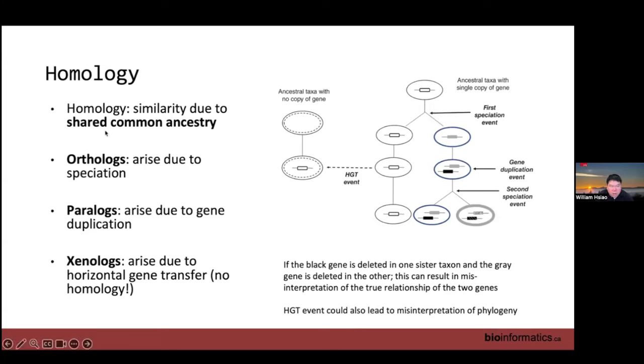So this brings up an important concept of homology. You'll hear more about it in the phylogenetic lecture with Fiona. It's similarity due to shared common ancestry. A pet peeve of mine is when people describe degrees of homology. Homology is strictly binary, so you either share a common ancestry or you don't. We would say homology when we have enough evidence that these two genes indeed have the same common ancestor.